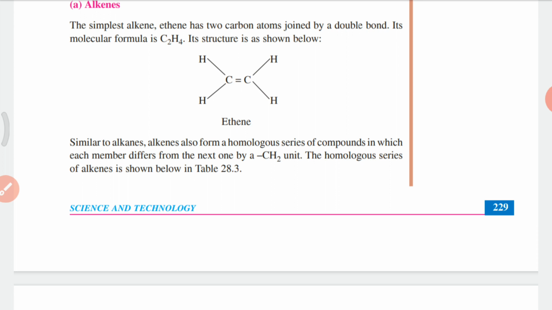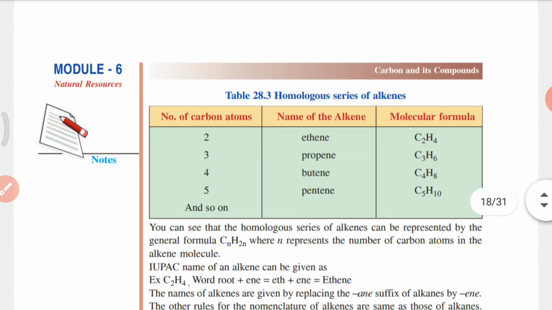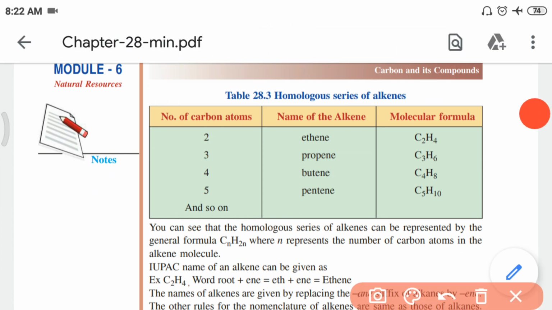Similar to alkanes, alkenes also form a homologous series of compounds which differ by a unit of CH2. The general formula for alkene is CnH2n. Ethene, propene, butene, pentene, etc. They differ by a unit of CH2. In the case of alkanes, the general formula is CnH2n plus 2.